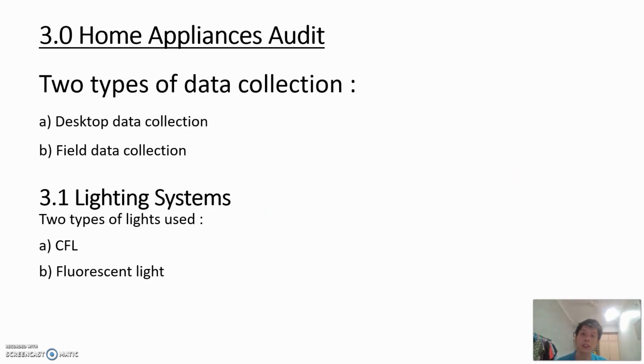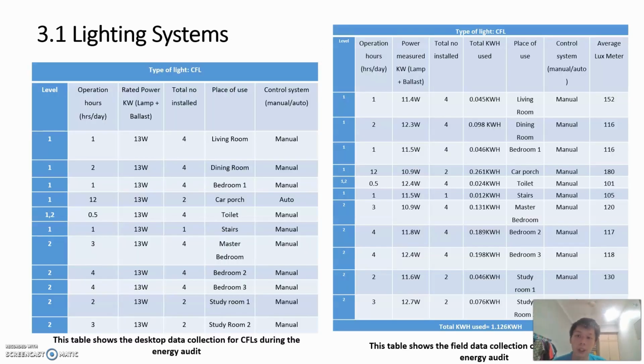Next, the home appliances audit. There are two types of data collection, basically desktop data collection and field data collection. During this data collection, we did our lighting system. We have used two types of light, which are the CFL and the fluorescent light. Next, we have recorded the data inside the table.